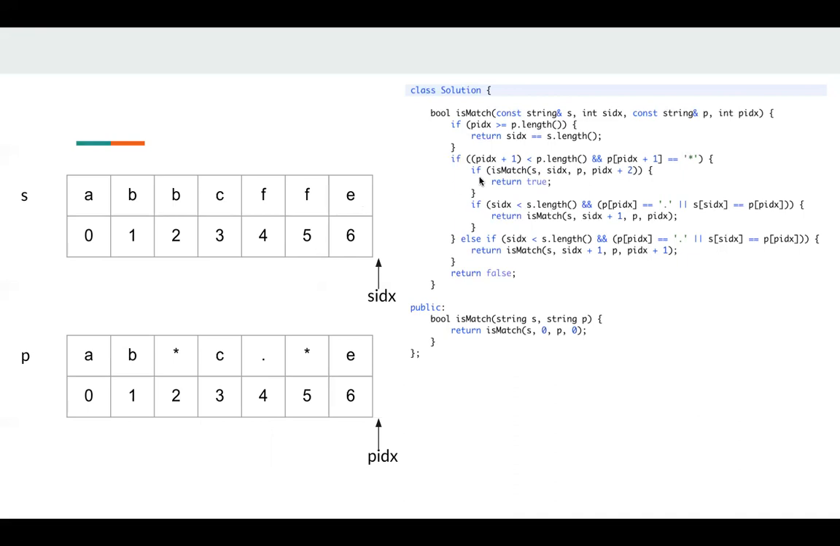Now they're out of range, and we check this if branch. Now P index is greater than or equal to p.length, which means we used up all our pattern string. And S index is also out of range, which means we matched all the string S. So finally, we return true for this case. Okay, thanks.